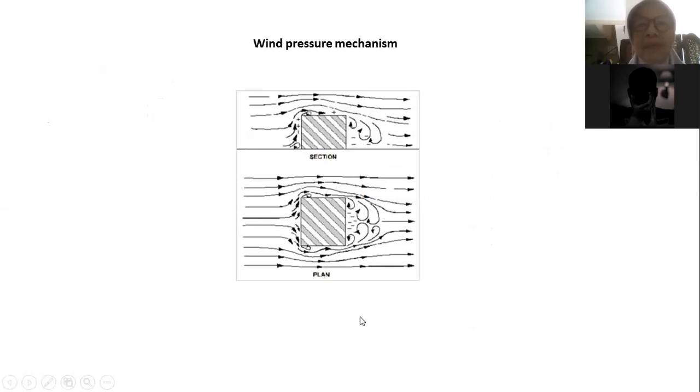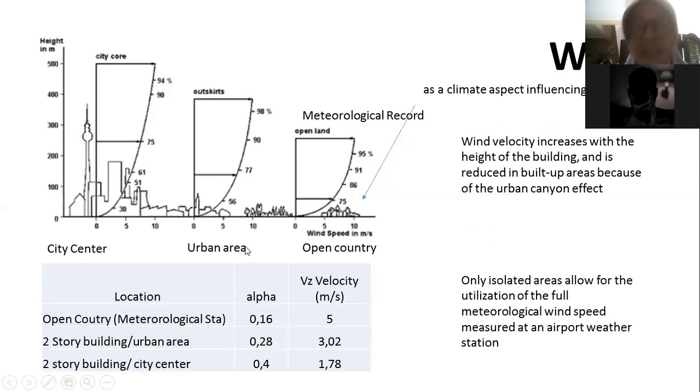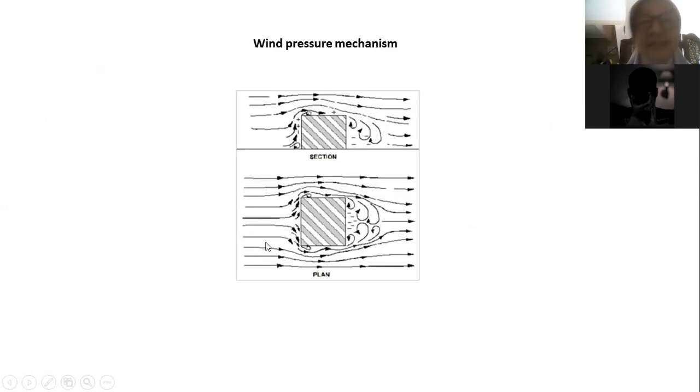So, wind pressure mechanism. The wind comes from the side, and here is the windward side, here the leeward side. That means the pressure difference is very high. Here positive and here negative. And above the building is also negative. That means if here is the plan, here is the action.